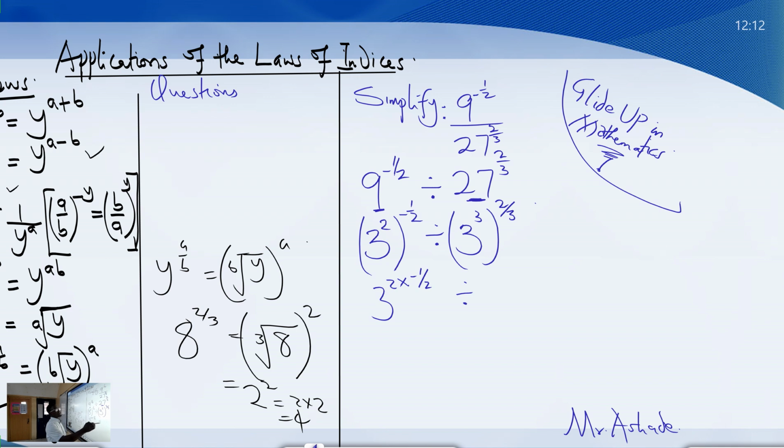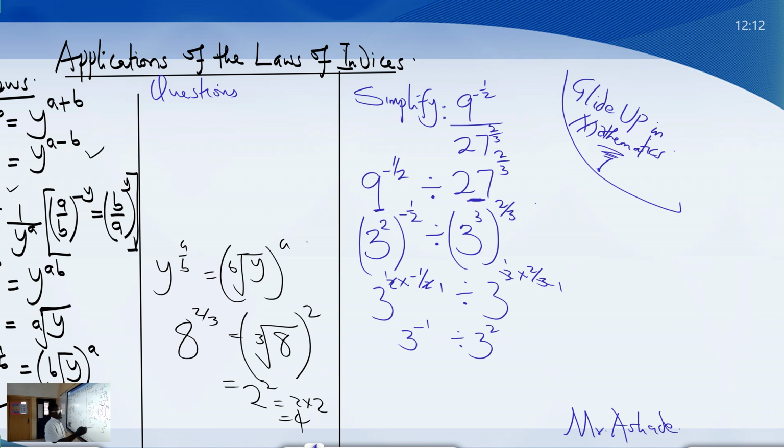Then divided by, this will also be 3 raised to power 3 times 2/3. So 2 here, 1, 2 cancel 2 here. So here you are left with 3 raised to power minus 1 divided by 3 here, 1, 3 cancel 3 here. So we have 3 raised to power what? 3 raised to power 2.